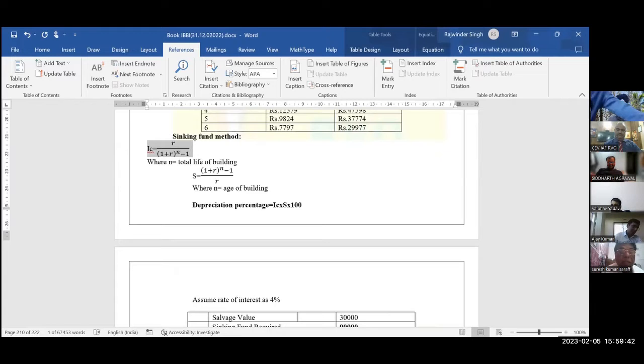And what about R, sir? R is 4%, sir. 4% in sinking fund, and what about this? We are taking 4% for both the cases. So that is why in the last year, when N is also 6 for both the cases, it will be 100%. That is why it is 100%, sir. Okay, sir.